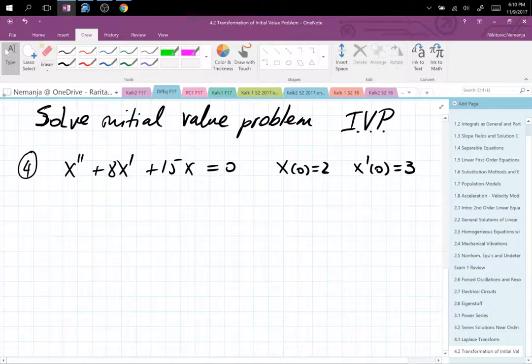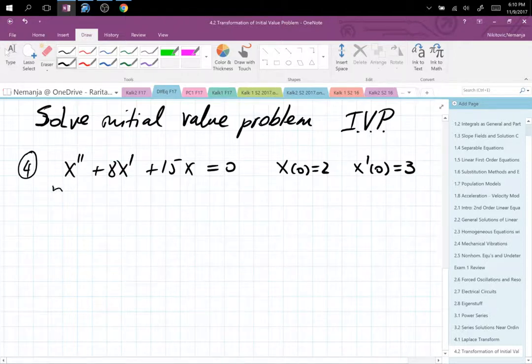And in the whole process, you don't do any derivatives or integrals. You just do basic algebra, which is the reason why this method was preferred and beloved by all engineers before computers and calculators and other stuff came about. So, solve the initial value problem.